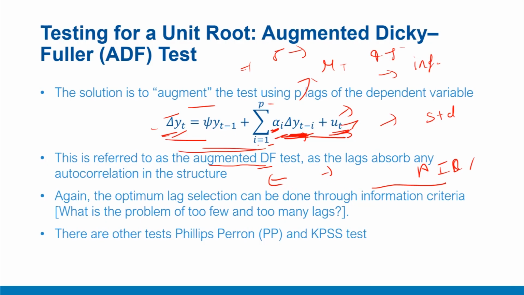and then you run your augmented Dickey-Fuller test of non-stationarity. Similar to the augmented Dickey-Fuller test, there are other tests such as Phillips-Perron and the KPSS test. Though the mathematics is not important, in subsequent videos we'll discuss how to use all these tests in a more efficient way to arrive at accurate conclusions.